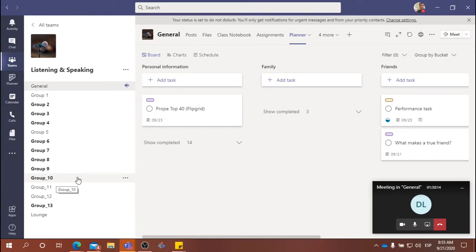Please do not use WhatsApp. Please do not use anything outside of Microsoft Teams. All right. Try to do all of your work, whether it's in class or outside of class, within this one platform.